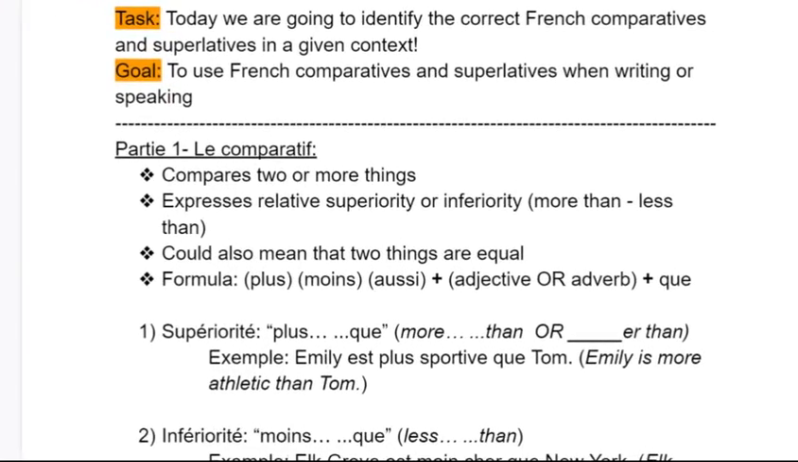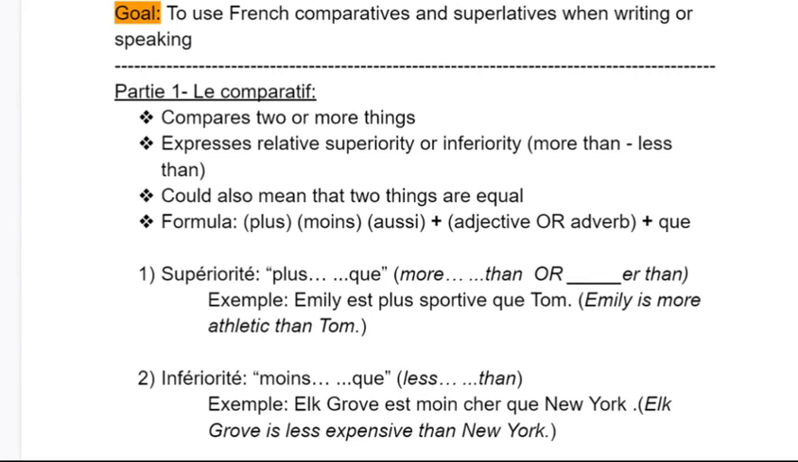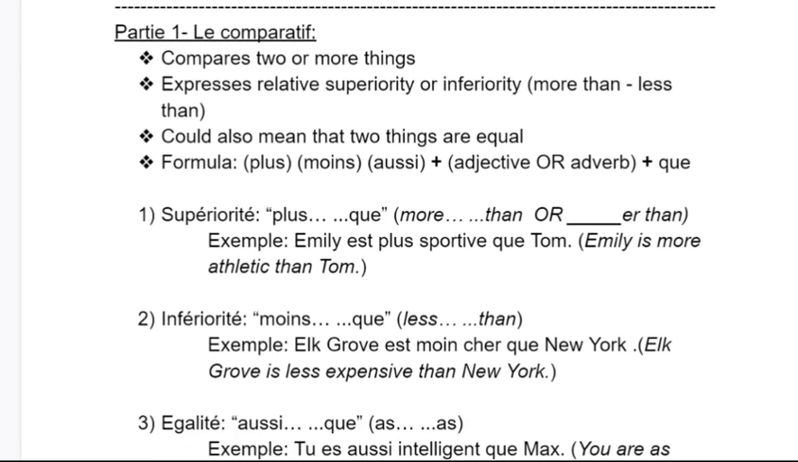Basically, the comparative in French compares two or more things. It expresses relative superiority or inferiority, so that means more than or less than. And it could also mean that two things are equal. The formula would be to use plus, moins, or aussi. So plus would be the superiority, which is more than, and then moins would be less than, aussi would be equal to. And then the next part would be to use an adjective or an adverb based on your sentence, and then finally top it off with que and then the rest of your sentence.